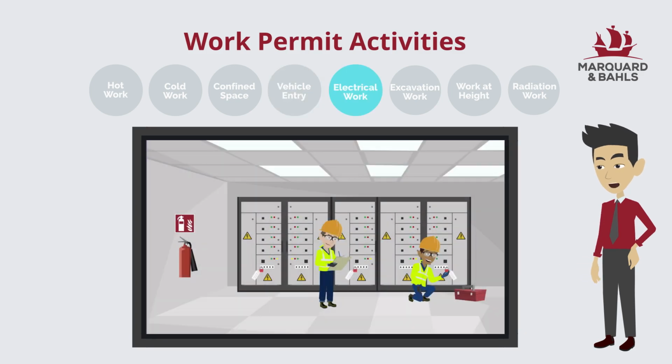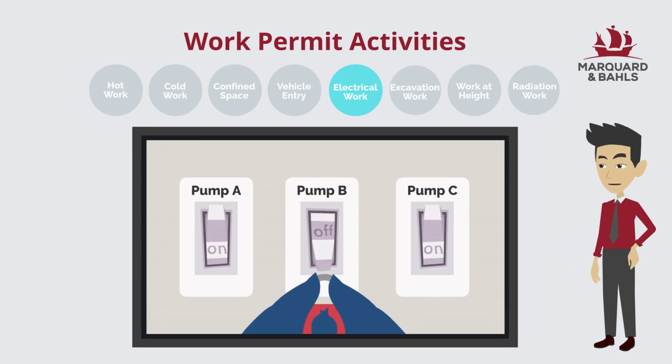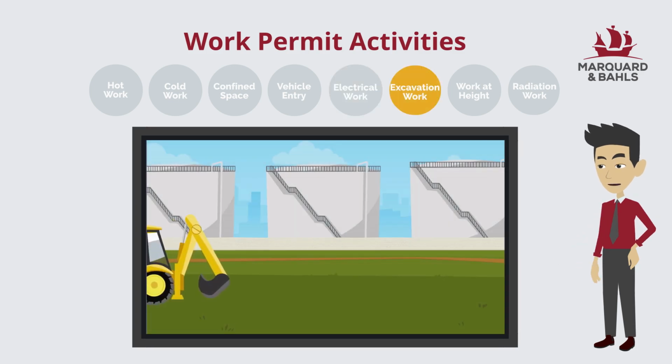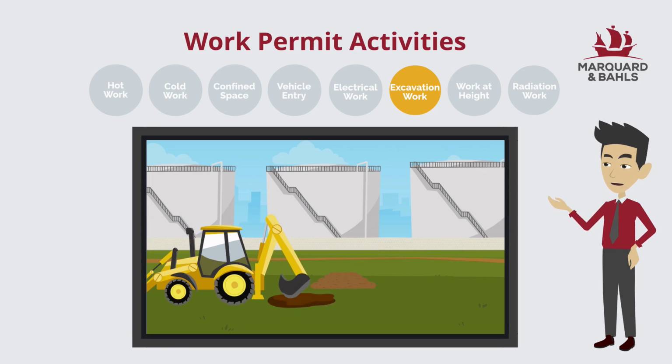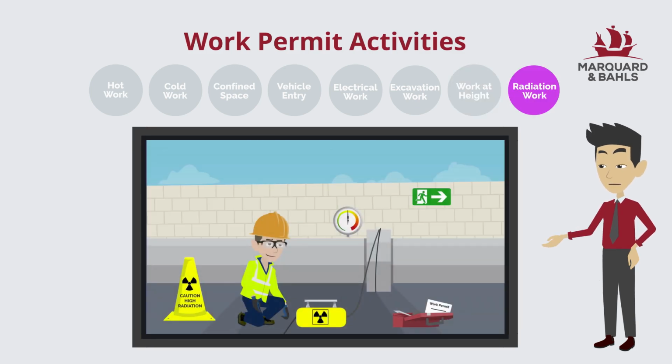Electrical work, work on electrical installations regardless of the location of the workplace. For example, electrical work may also require a lockout-tagout process. Excavation work, work involving manual or mechanical excavation or drilling of a depth greater than 0.5 meters. Work at height, working at a height of at least 1 meter above ground level or whenever local regulations require working with fall protection equipment. Radiation work, work involving radioactive sources or potentially radioactive contaminated material.